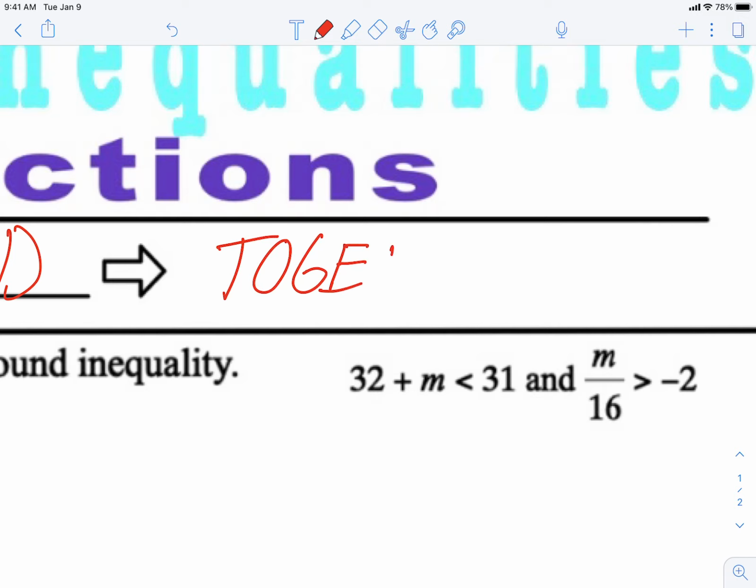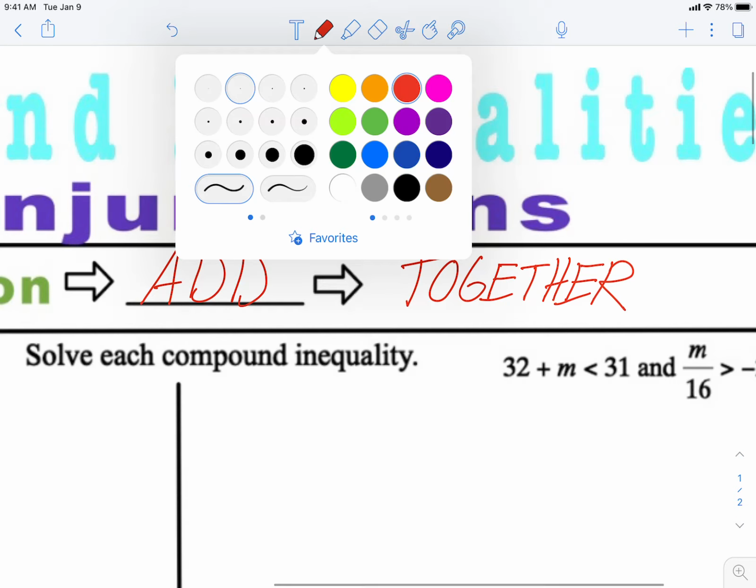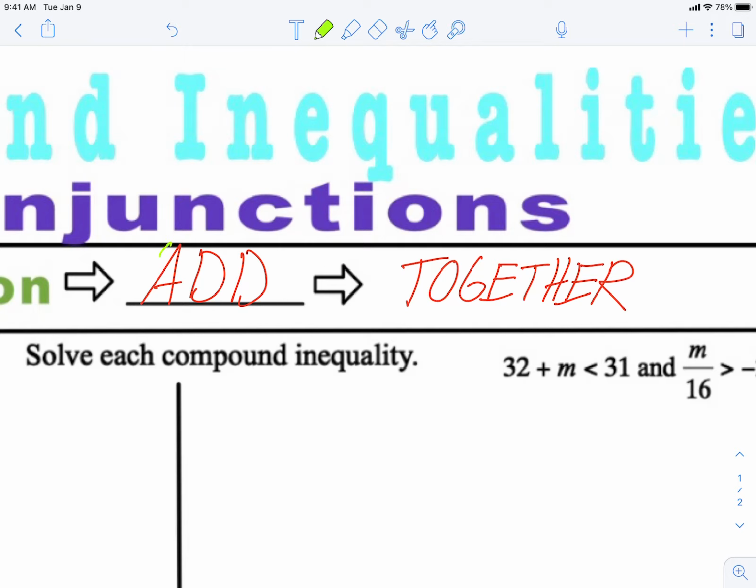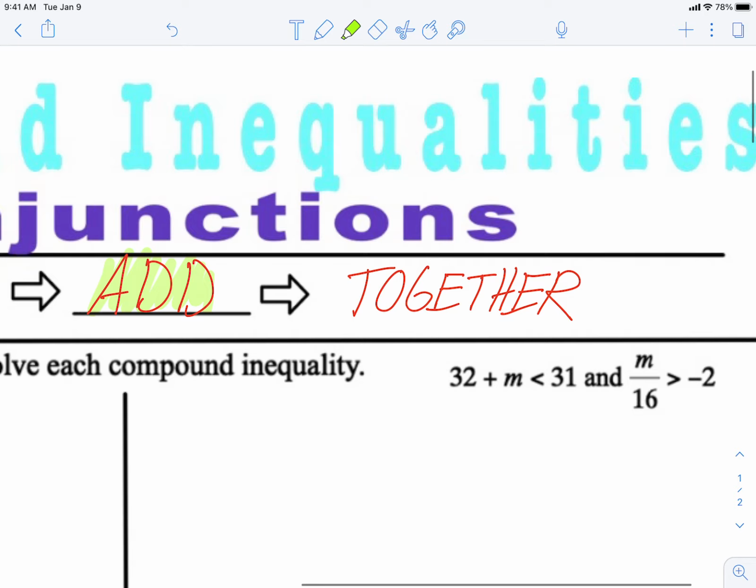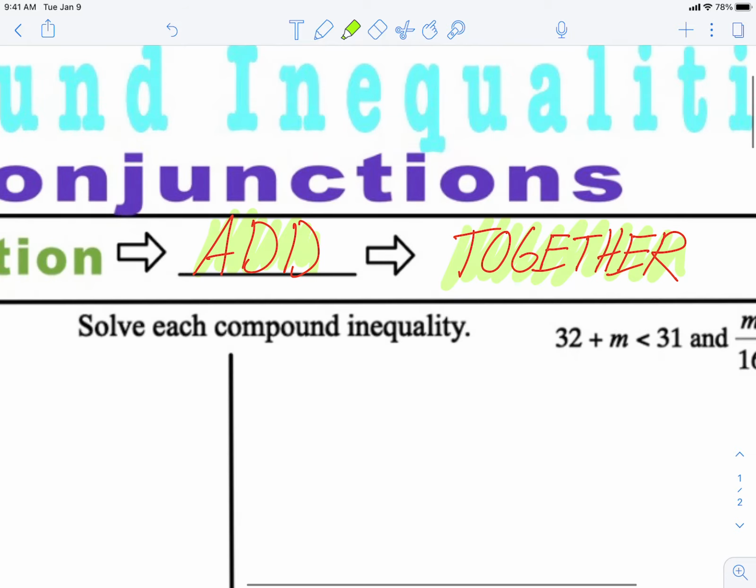Together. So these two words are key words. Oops, trying to use a highlighter. Green. These two are key words: add and together. We're going to hear those two words a lot in these kind of problems.